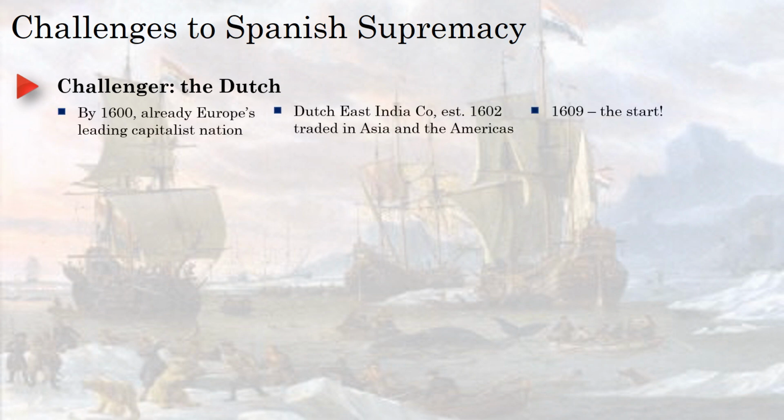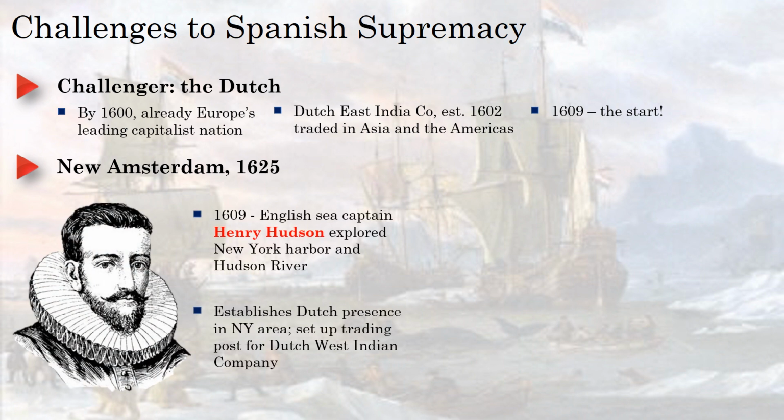By 1600, they were already Europe's leading capitalist nation. They had established the Dutch East India Company in 1602, which conducted a lively trade in Asia and the Americas. And in 1609, they're ready to start the colonization game on their own. So the project that they undertake is called New Amsterdam, and it's established in 1625 by the Dutch.